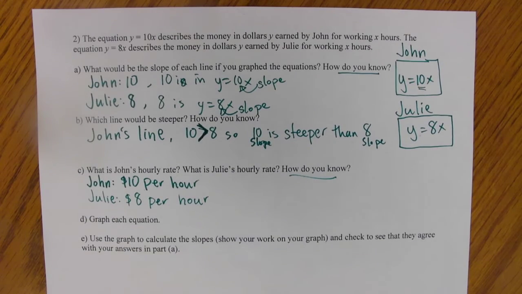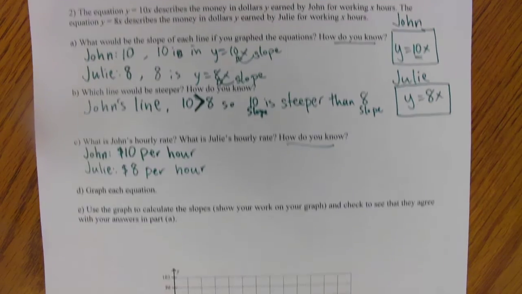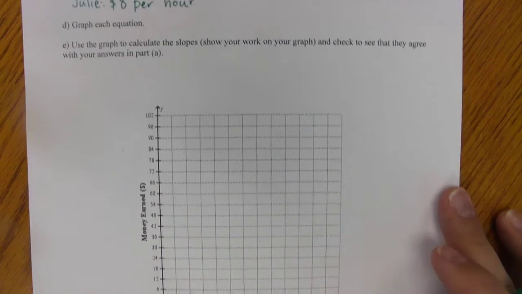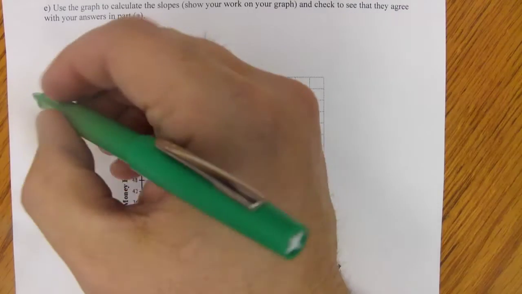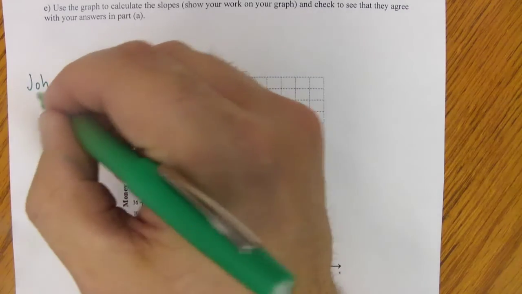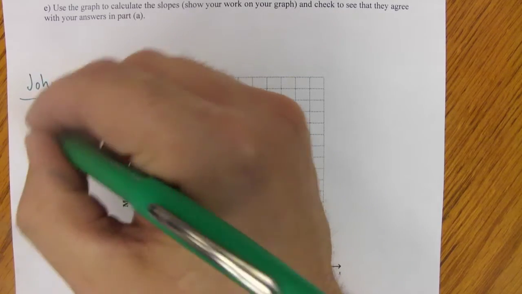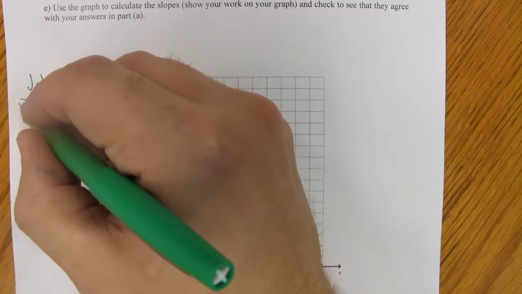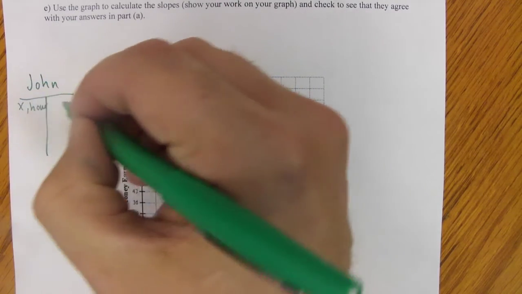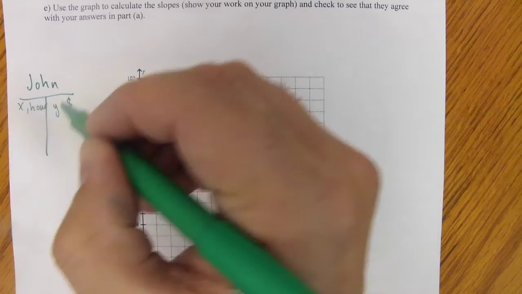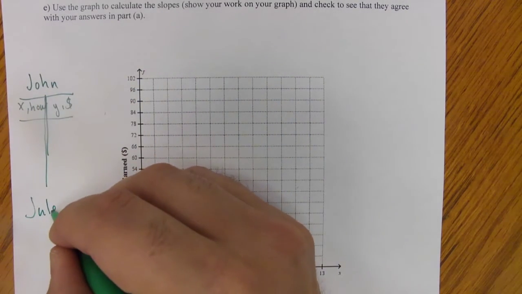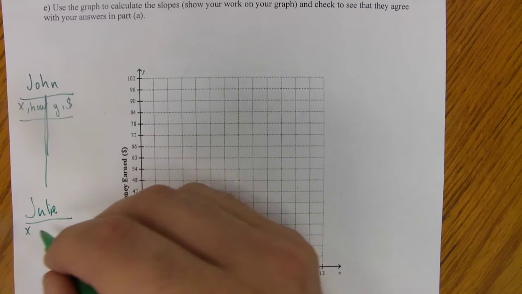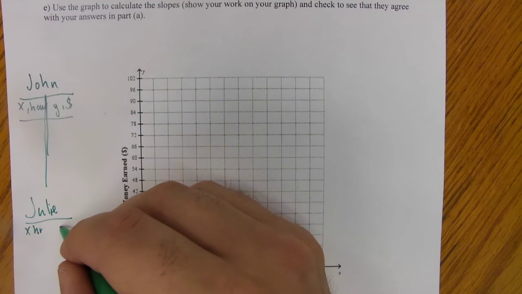All right, part D says to graph the equation. So the way we've graphed in the past is to have a table. So let's make a quick table for John. We're going to have x, which is hours, and y, which is dollars. And then we're going to do a table for Julie as well. x hours and y dollars.